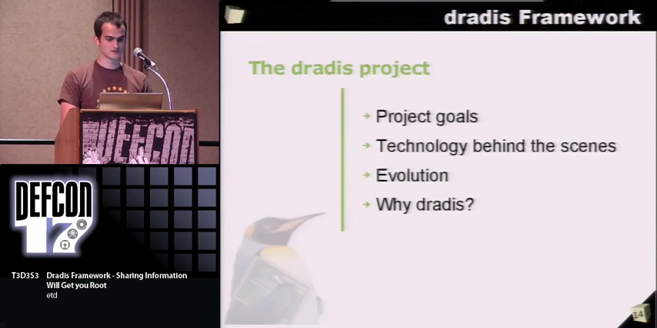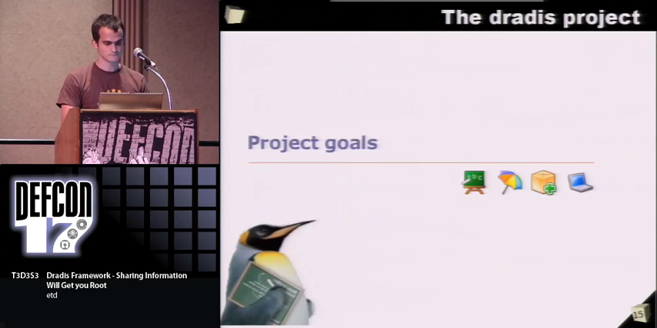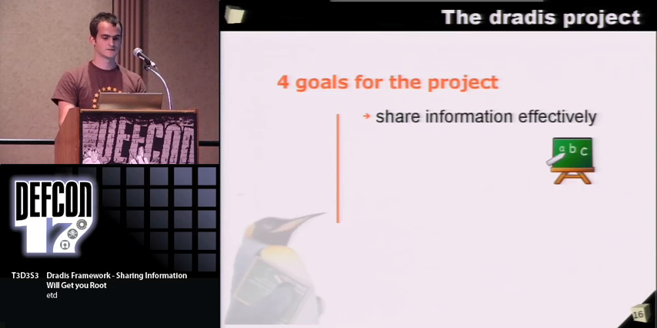So the Dradis project, what were the goals? We will be talking about the technology behind the scenes, things that have happened since 2007, which is when it started, and also why we are calling it the Dradis framework. So project goals, for easy goals, it's to share information effectively. We want a tool that just enables that. We want a bucket where we can put all the information in. Everybody can contribute information, and then hopefully we'll be able to get something useful out of that.